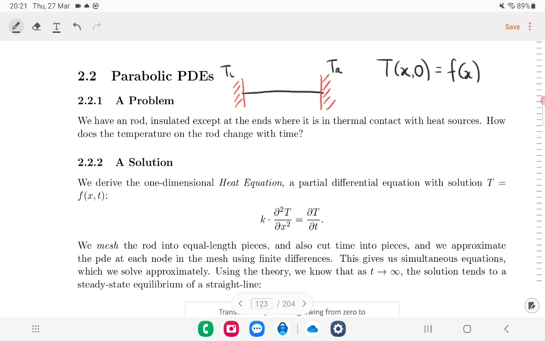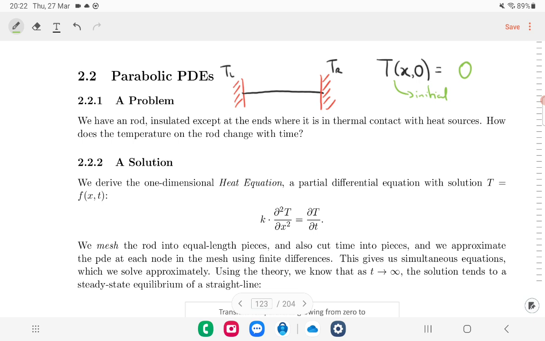Typically, in fact, in this module, certainly, this will always be 0. So you have a temperature on the left, a temperature on the right, and they're fixed and they're heat sources. But the initial temperature of the rod is 0. And what happens is, certainly if the heat sources are above 0 degrees, you will get heat flow from the right into the rod, from the left into the rod, and eventually this will reach equilibrium.